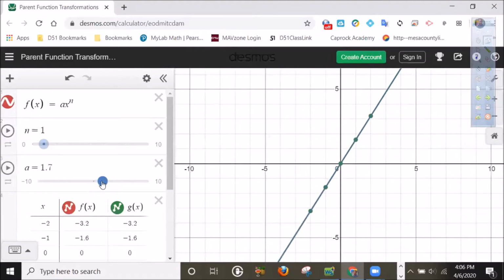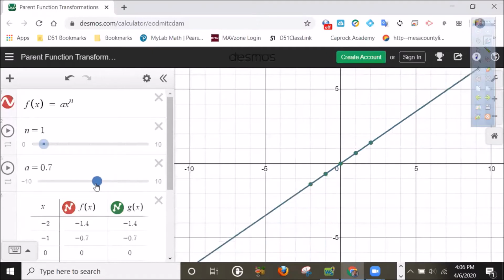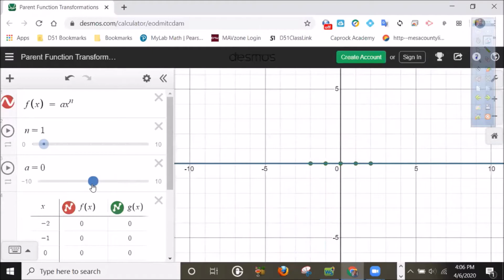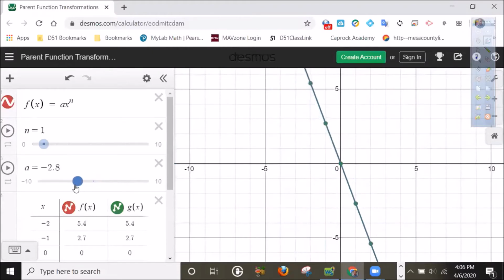As that coefficient gets bigger, that slope gets steeper. As the coefficient gets smaller, the slope gets less steep. We could get down to even a slope of 0, which would be a horizontal line. And as that coefficient turns negative, we now have a line with a negative slope.